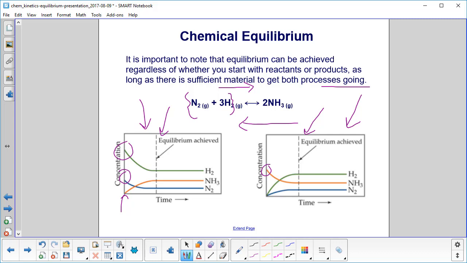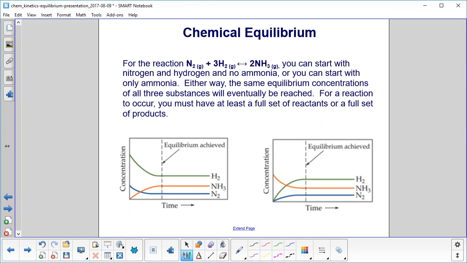the same rate. For the reaction we just showed, where we have nitrogen plus hydrogen yielding ammonia, which of course is a more familiar name for azane, you can start with nitrogen and hydrogen and no ammonia, or you can start with only ammonia. Either way, the same equilibrium concentrations of all three substances will eventually be reached. For a reaction to occur, you must have at least a full set of reactants or a full set of products.